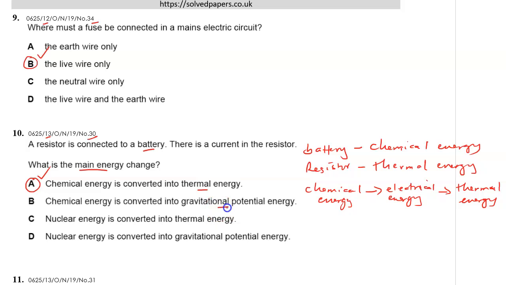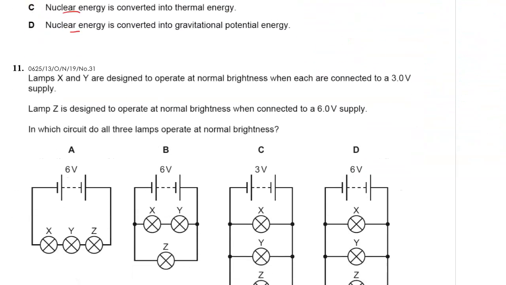There's no gravitational energy anywhere in the circuit, so that's not correct. We don't have any nuclear energy, and therefore C and D are also not correct. Number 11.